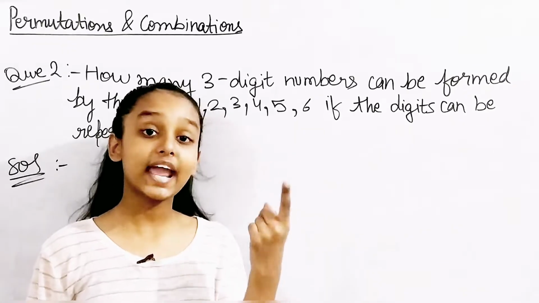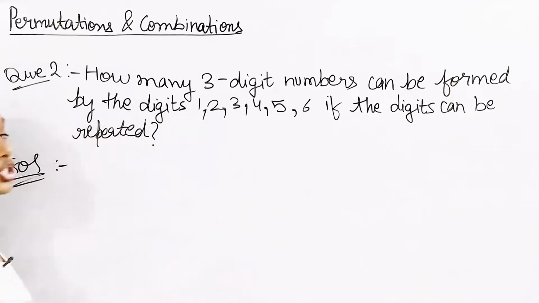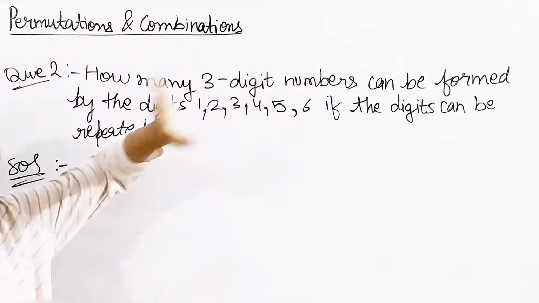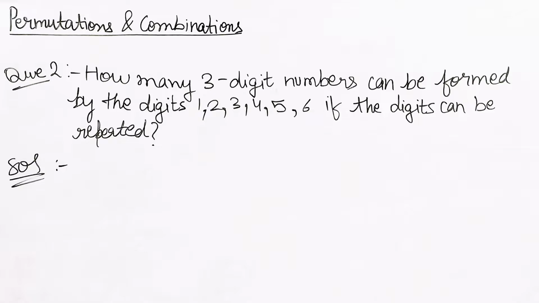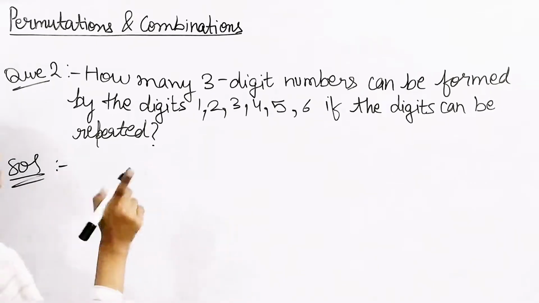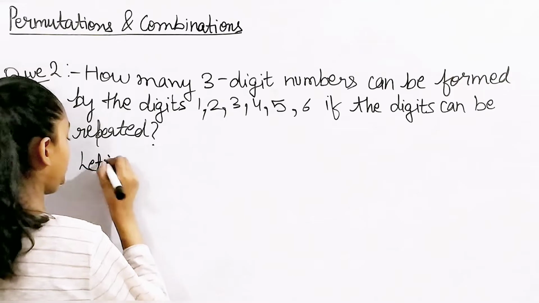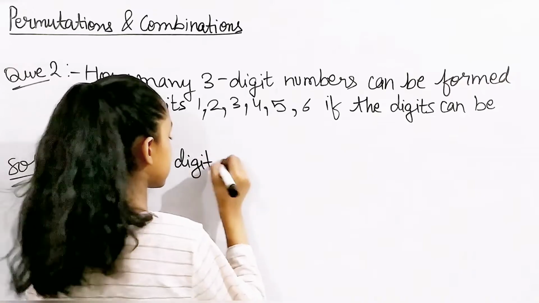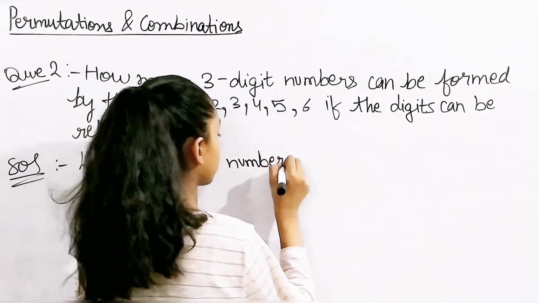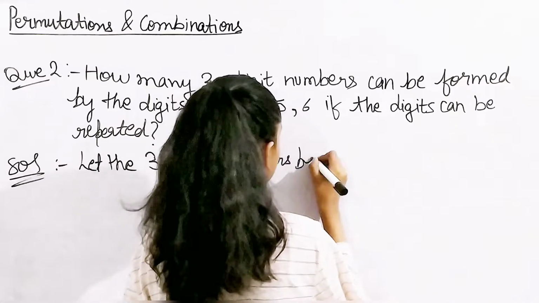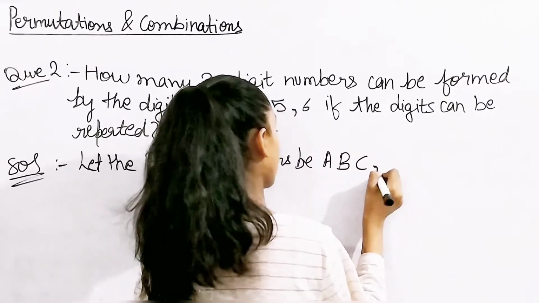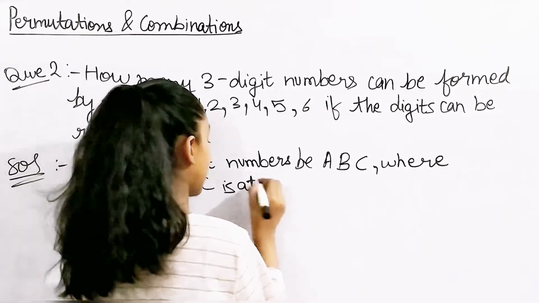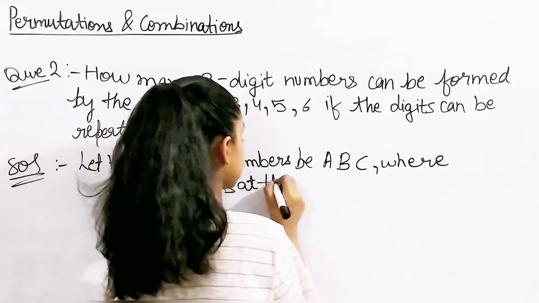So let's take 3 alphabets, A, B, and C. What I'm going to do is say that let the 3-digit number be A, B, and C, okay? Let the three-digit number be A, B, C, where C is at the 10th place.